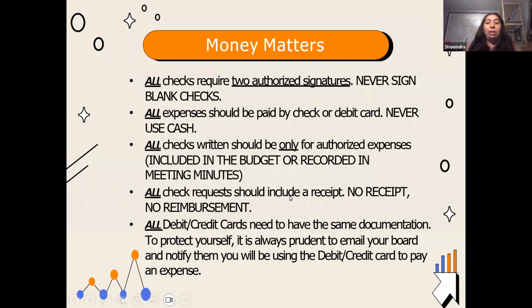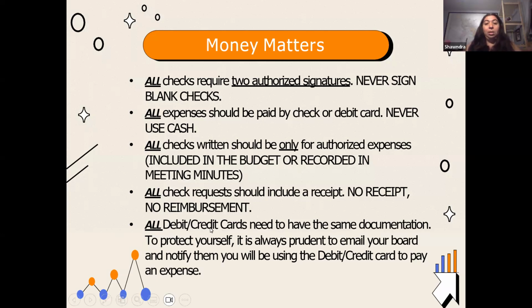And then all check requests should include a receipt. No receipt equals no reimbursement. Now, maybe you're gonna say, okay, somebody can print out an email confirmation or something. You'll have to work that out. But especially as you get into larger sums, any of it actually, I just should say that no receipt, no reimbursement. You need to make sure that you're covered as the treasurer. Again, we're being responsible and transparent with the money that's being spent.